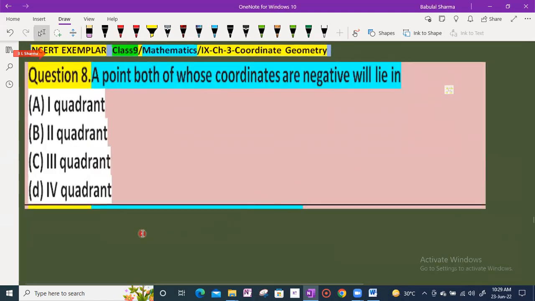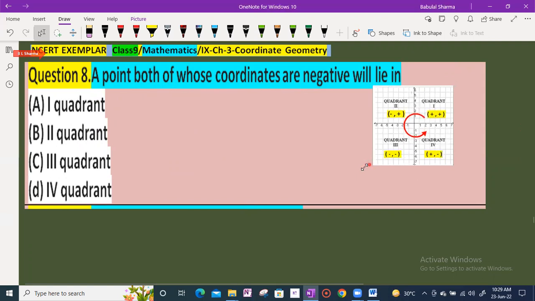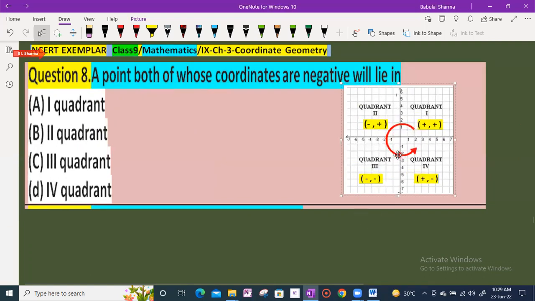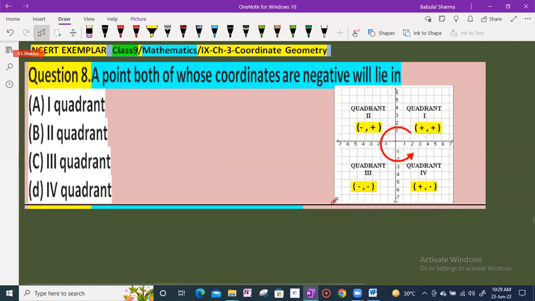Next question is on your screen. A point both of whose coordinates are negative will be... जहां पे x coordinate भी negative हो, y coordinate भी negative हो, कौन सा किसमें लाई करते हैं? देखिए, see here in the third quadrant you will see x is negative, y coordinate is also negative.